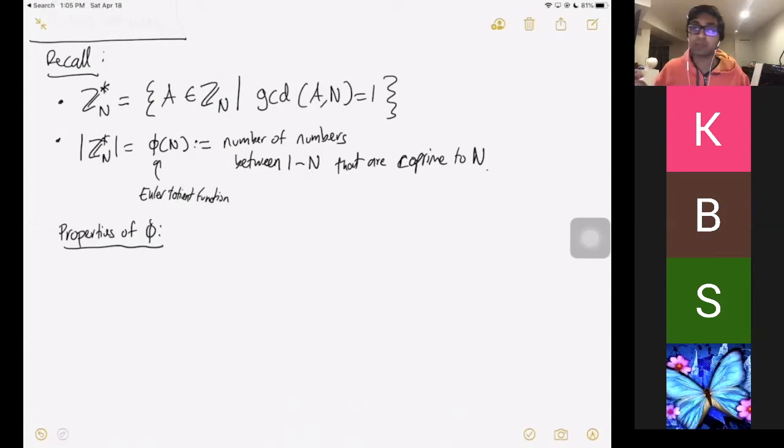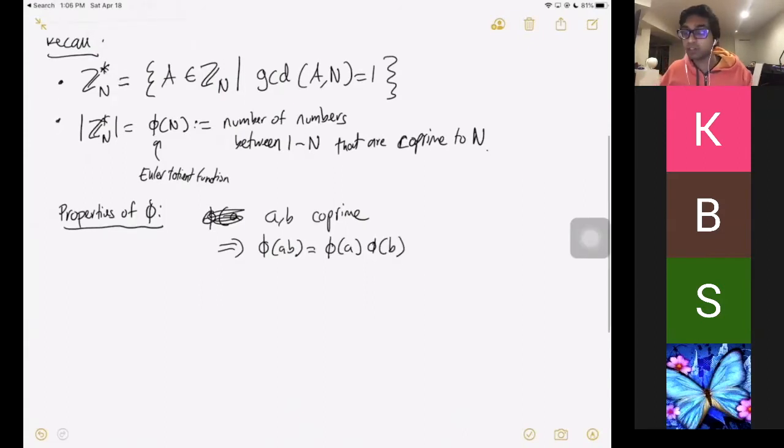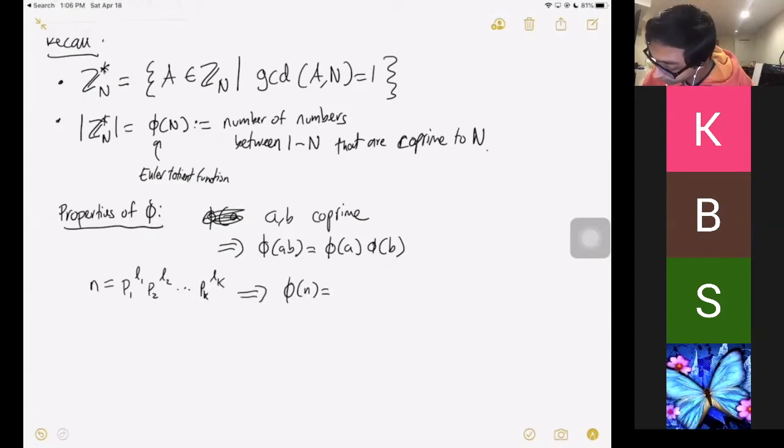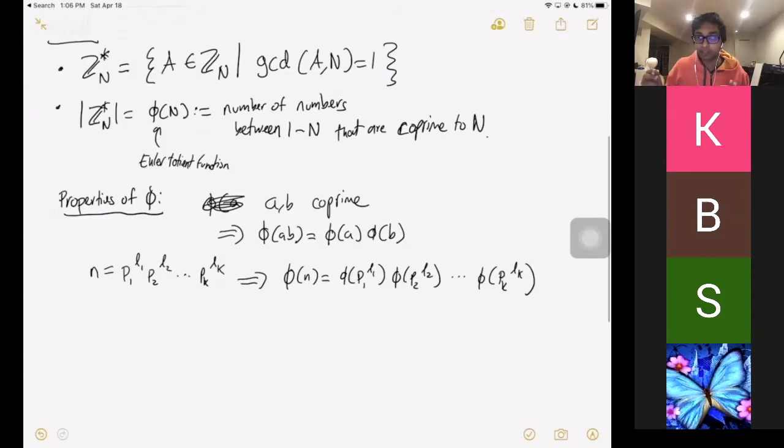What I mean by multiplicative is that if you have two numbers a and b that are coprime, then phi of ab is equal to phi of a times phi of b. So if I had a number n equal to p1 to the l1, p2 to the l2, dot dot dot, pk to the lk, then phi of n is equal to phi of p1 to the l1 times phi of p2 to the l2, dot dot dot, times phi of pk to the lk.